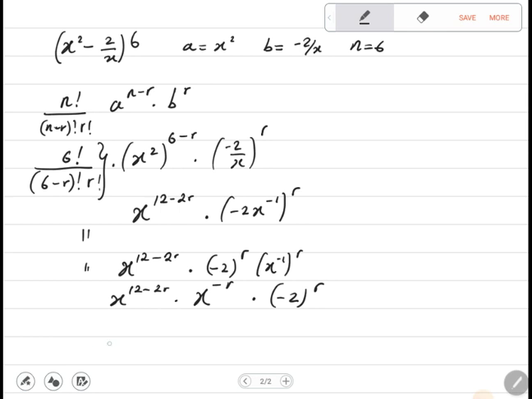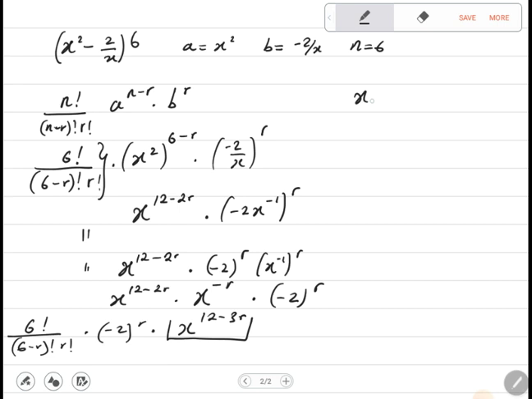Therefore, we are dealing with an expression of this form: 6 factorial divided by 6 minus r factorial, then r factorial, multiplied by negative 2 to the power r, multiplied by x terms. Now these are the same bases, right? We're going to add the powers. This will be x to the power 12 minus 2r, minus r, which gives us 12 minus 3r. And this is the part we are going to equate to 0.